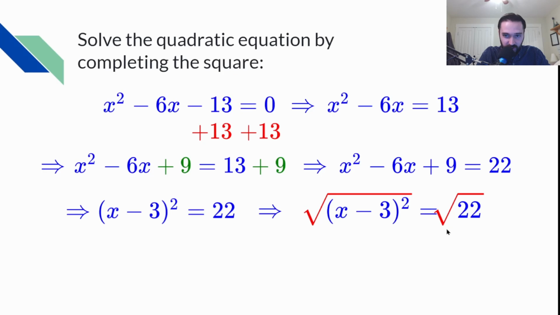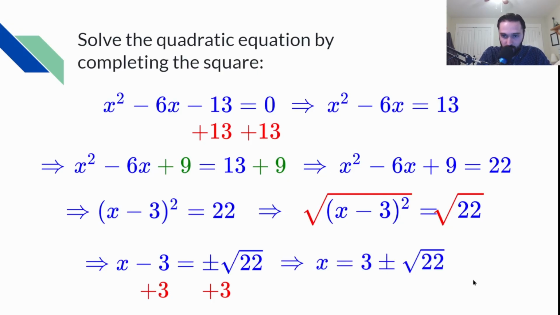Now we're ready to take the square root of both sides. All right? And when we do that, on the left-hand side, we get x minus 3. And on the right-hand side, we get plus or minus root 22. Okay? So let's add 3 to both sides to isolate x. And that gives us x equals 3 plus or minus root 22. Okay, so that's my answer.